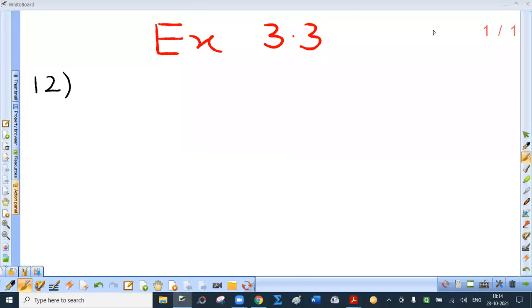Sum number 12. Find the numbers of 6 digits using digits 3, 4, 5, 6, 7, 8 without repetition. How many of these numbers are, first part, divisible by 5, second part, not divisible by 5. Now just subtract the first part from the total number, you get the second number. Write down.